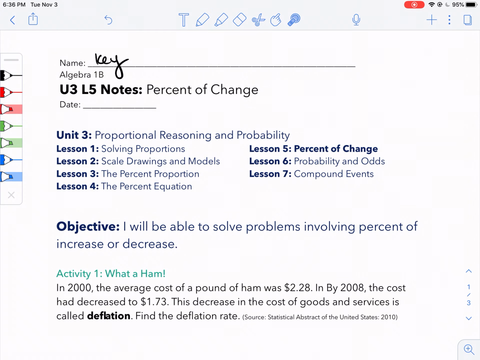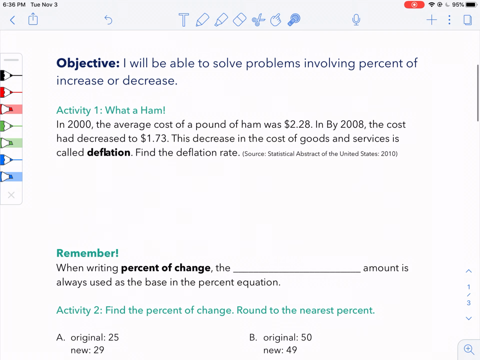Hi guys, welcome to your Unit 3 Lesson 5 notes on percent of change. By the end of the day, you'll be able to solve problems involving percent of increase or decrease. So increase is when the price goes up and decrease is when the price goes down.